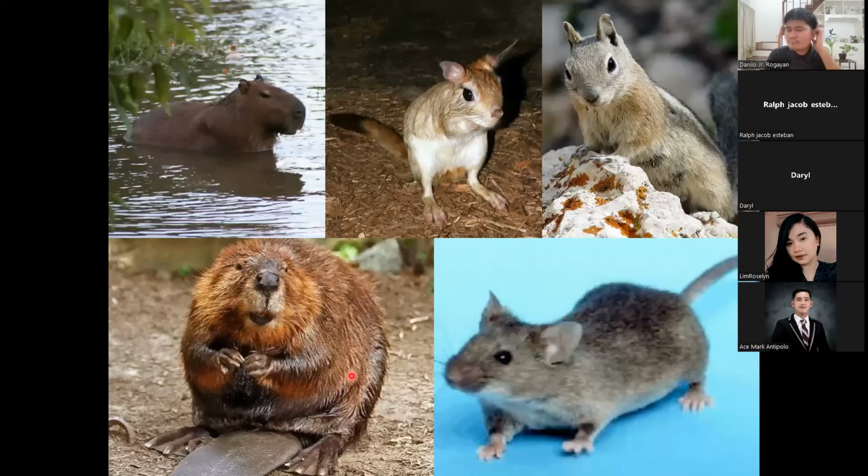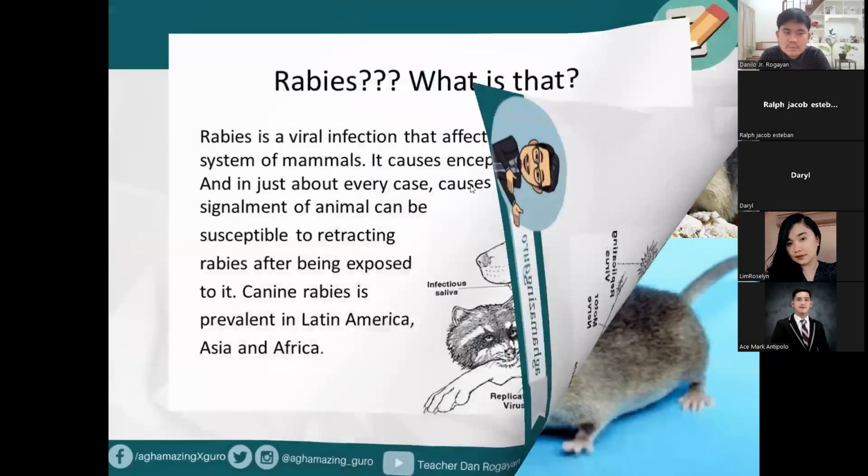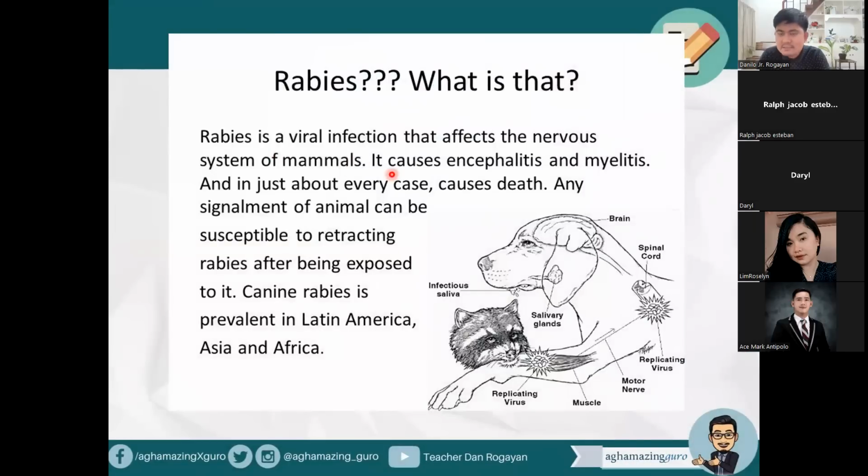So usually, do rodents have rabies? Put your answers in the chat box. Actually, none, right? Because what are they? What class are they? Where do they belong? Yes, none. They are in the order Rodentia, rodents. So they are still part of the phylum Chordata, but as Rodentia. As we said earlier, rabies mostly affects the nervous system of mammals.